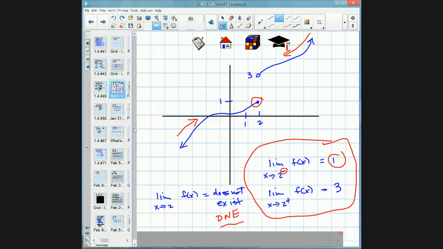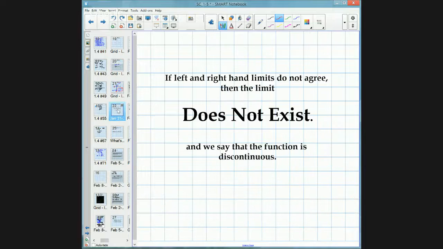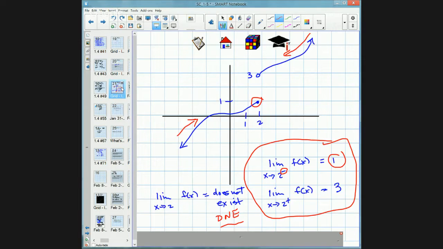I know that's new notation. It'll take a little while to get used to. So, summarized, if the left and right-hand limits do not agree, then we say the limit does not exist. And we say the function is discontinuous. In other words, there's a break in it. I know you guys could have seen that immediately just by looking at the graph, but anyway, now we have the official statement. So, okay.